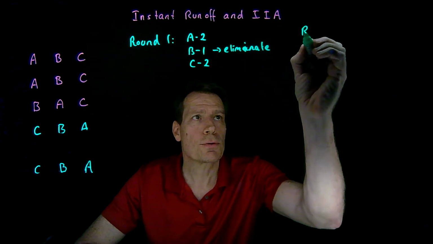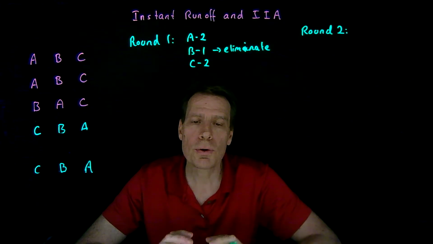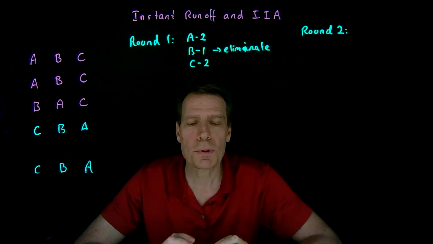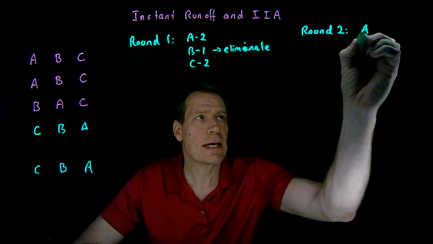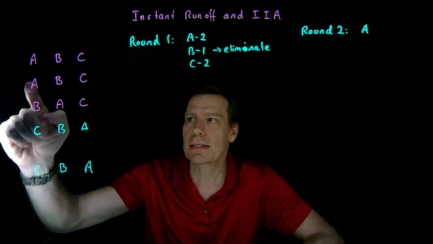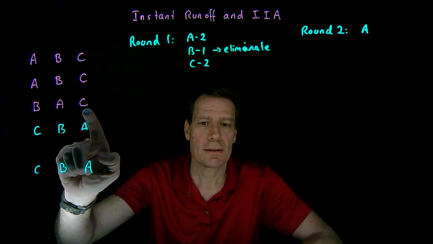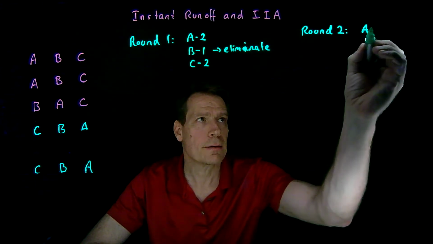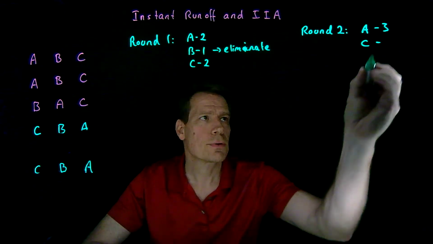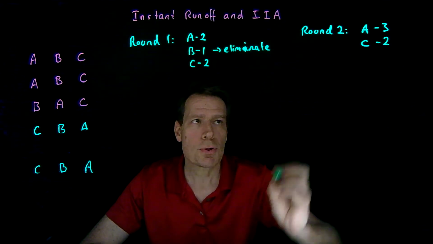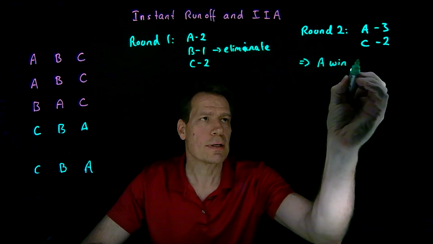We then go into round 2 and count the votes again, only now we no longer consider candidate B. We only consider A and C. So how many first choice votes does A now get? Well, he still gets these 2 votes, but the third voter also likes A better than C. So that's a third vote for candidate A. Candidate C then gets these 2 votes. A gets a majority, so A wins the instant runoff election.